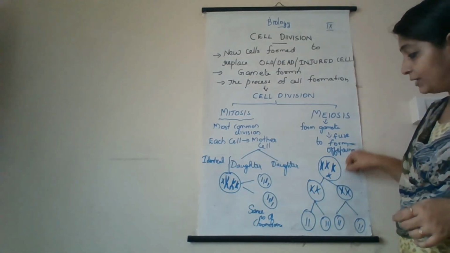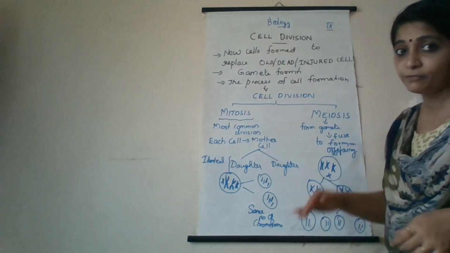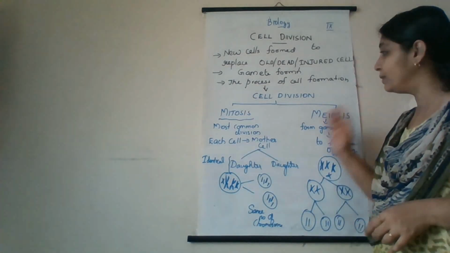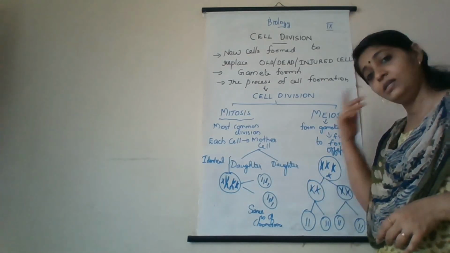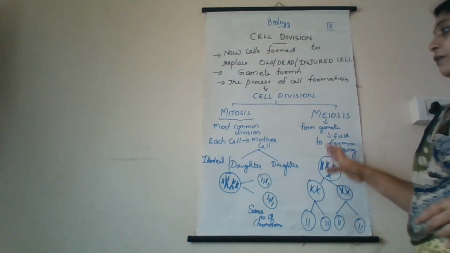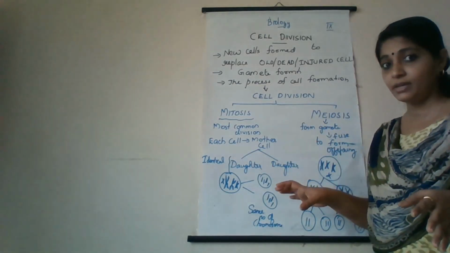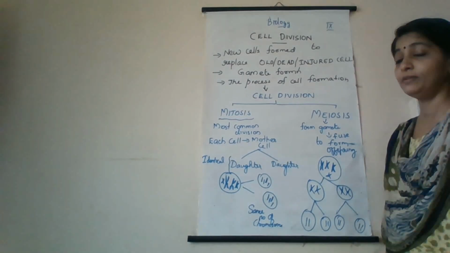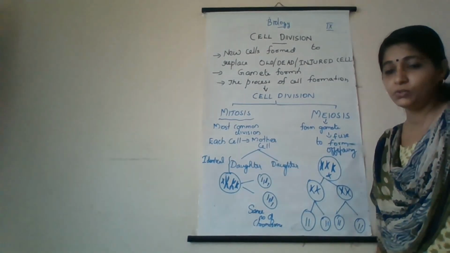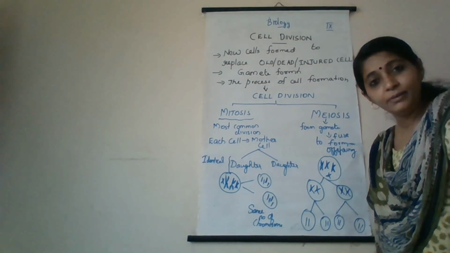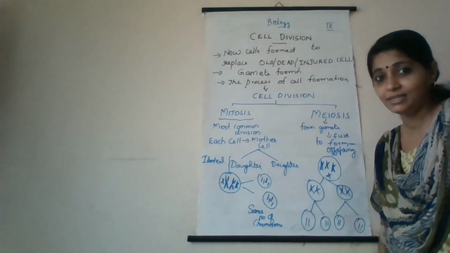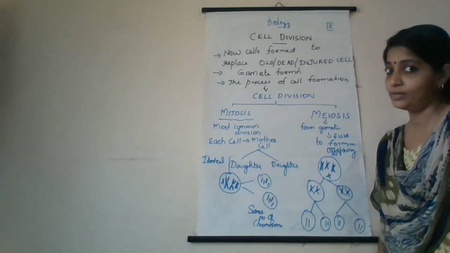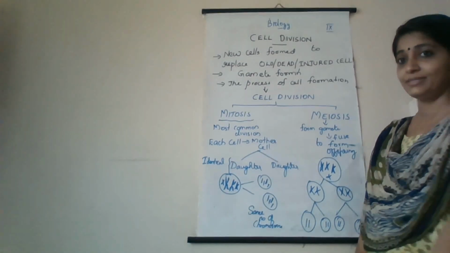Here the parent cell divides to form 4 daughter cells with half the number of chromosomes. So that is about cell division. We will be studying meiosis and mitosis in detail in higher grades. Now we just have an introductory part of cell division here. Next, we will see the major differences between plant cell and animal cell, and also the structures of different cell organelles in the coming slides.